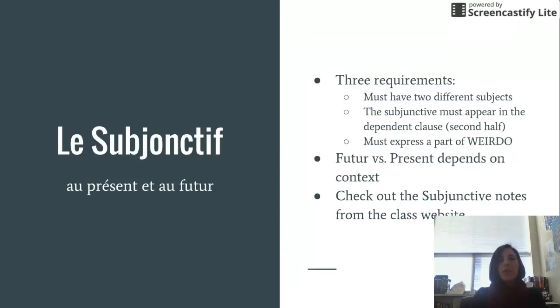Really quickly, let's review that there are three requirements to use the subjonctif. These three requirements will also apply to le subjonctif passé. So in order to use the subjunctive in a phrase, you are going to have two parts of a sentence, and those two clauses in the sentence must have two different subjects. The subjunctive would appear in the dependent clause, which is the second half of a sentence, and that first half of the sentence must have a phrase that triggers a part of weirdo.